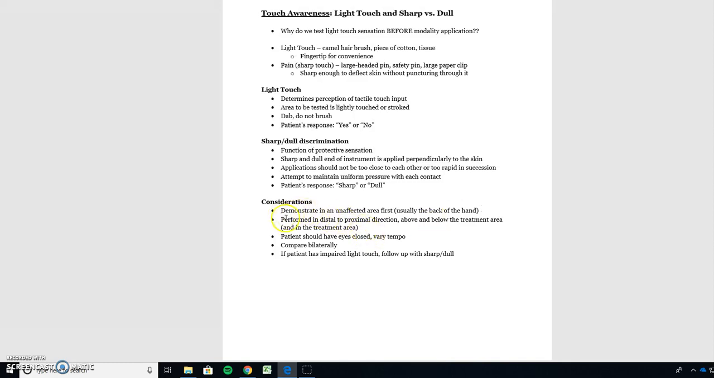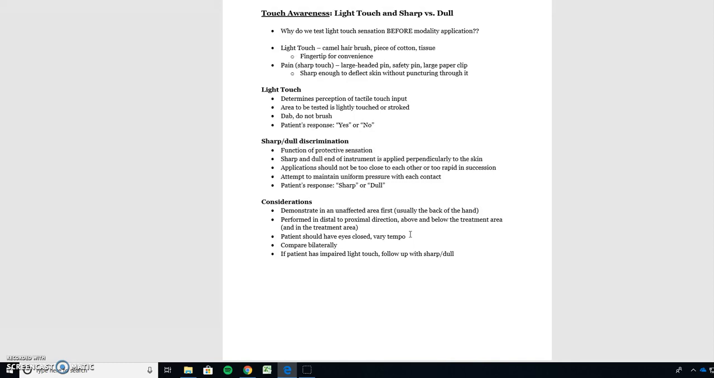When you're doing this test, you usually want to start distally and move proximally. You want to be above and below the treatment area, but you also need to actually test the treatment area itself. You don't just want to test above and below that area. Really we want to know, is there sensation intact in the area where we're applying our physical agent? You want to have your patient's eyes closed, because if they have impaired sensation and they can see, they may cheat. They may go by visual response rather than tactile cues.